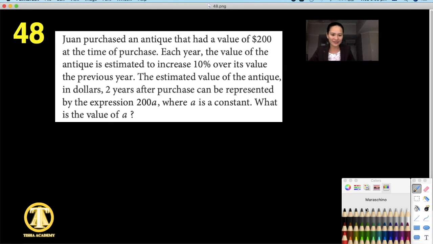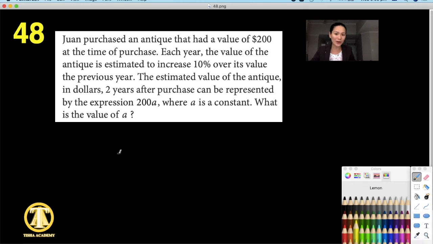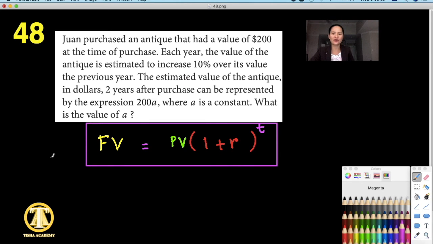I hope you can remember this formula. FV is future value, like a value in the future. FV equals PV, present value, times (1 plus R), and all of it to the power T. R is the interest rate. Future value means money in the future. Okay, I think I should write down the meaning of the formula for you.